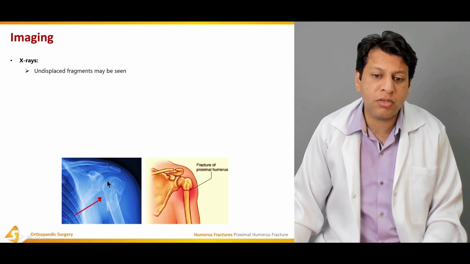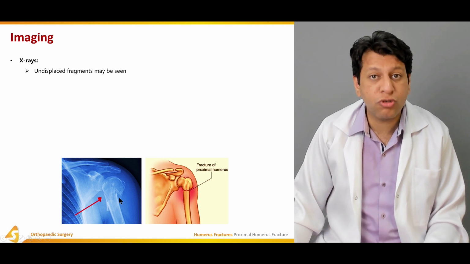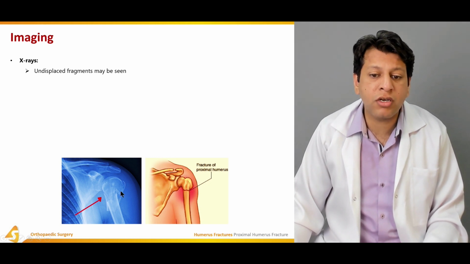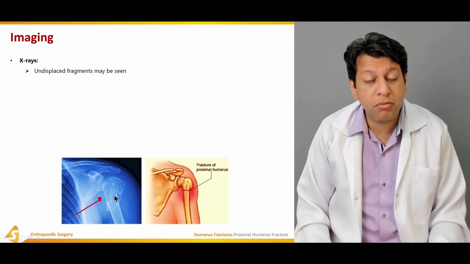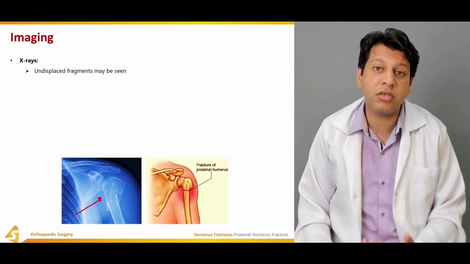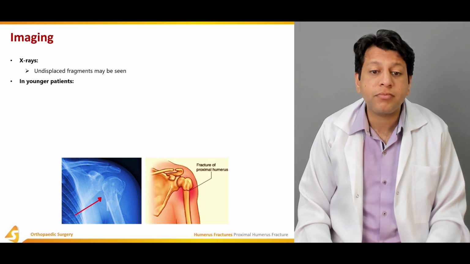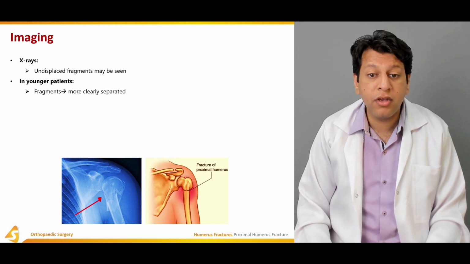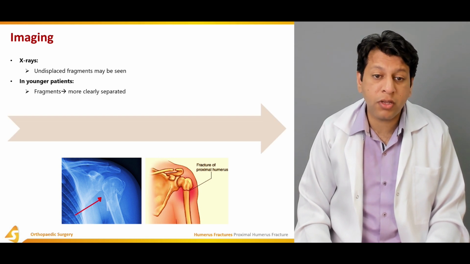Lesser tuberosity seems to be intact, although displaced, and articular surface seems to be intact. So this is a classically two-part fracture which is involving the greater tuberosity and the shaft of the humerus. Sometimes there will be undisplaced fragments which may be seen, but sometimes there is a highly comminuted fracture and displaced fragments may be seen as well. In younger patients, fragments are more clearly separated and very clearly visible as well.